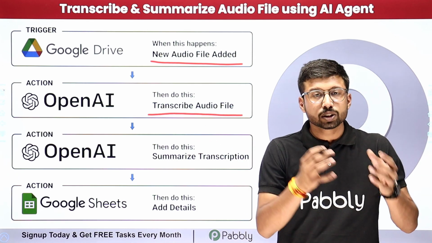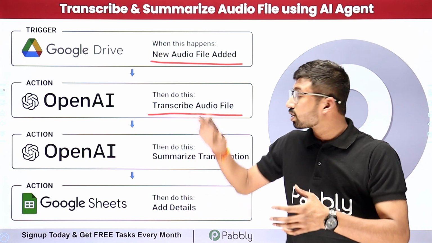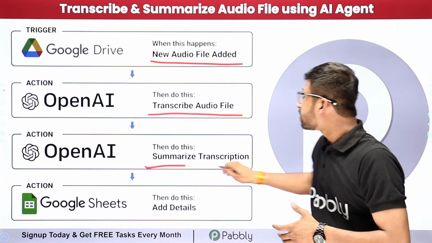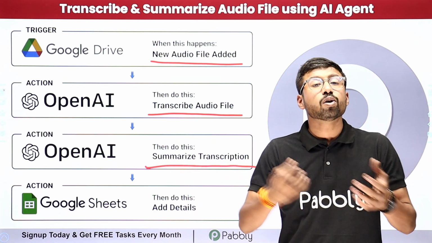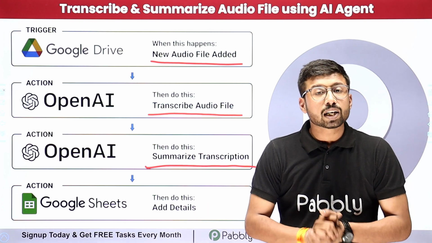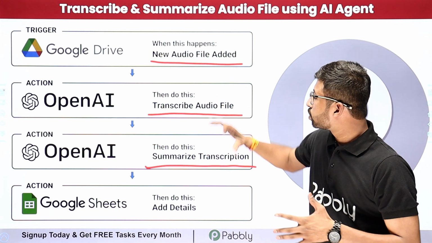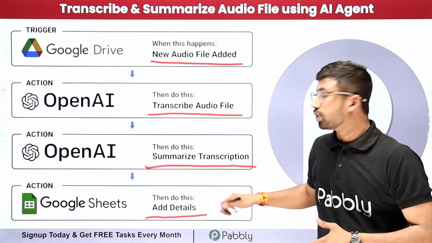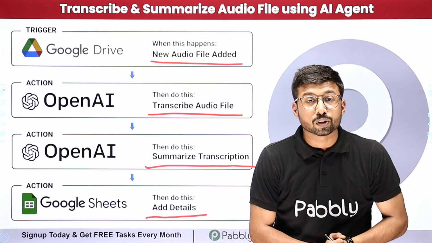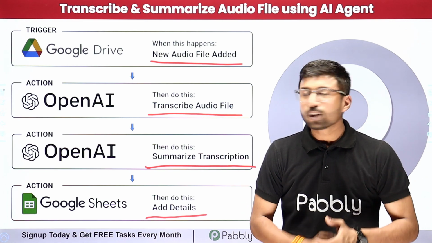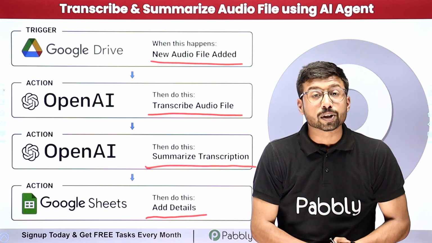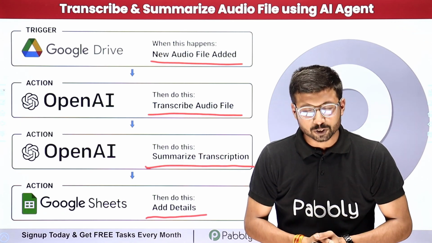After getting the transcription, this AI agent will send the same transcription to ChatGPT, and using ChatGPT, we are going to get the summary of the transcription as well. And at last, we are going to add all the details like the file name, file URL, transcription, and summary in our Google spreadsheet to create a record over there with all of these details. Now, if you want to learn how you can build this AI agent all by yourself, for that, let me just take you to my screen.